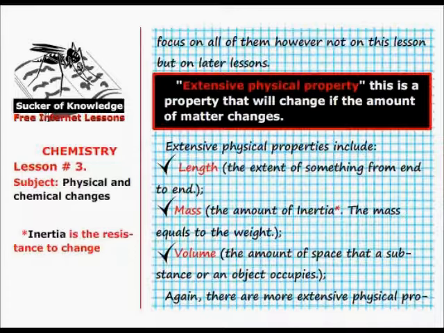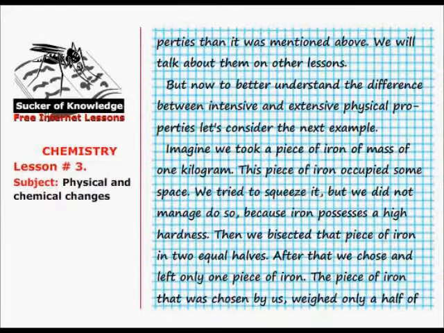The third property, volume, the amount of space that a substance or an object occupies. Again, there are more extensive physical properties than were mentioned above. We will talk about them in other lessons. But now, to better understand the difference between intensive and extensive physical properties, let's consider the next example.